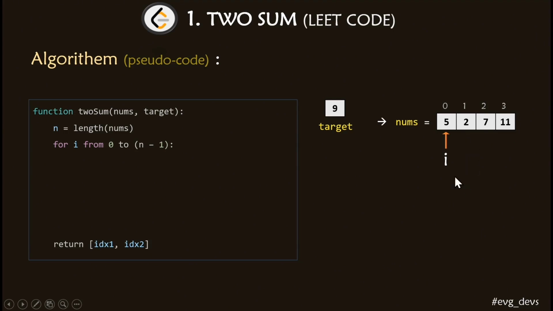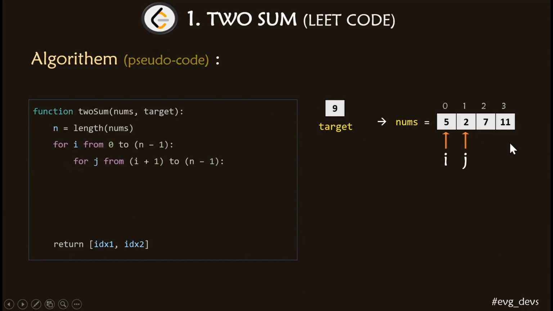That is, we can take j. This j starts after i. That means i plus 1, and ends at 3. Here we can write for j from i plus 1 to n minus 1. Why are we taking i plus 1 here? Why not 0? We will understand this when we trace this pseudocode. Now we have written code for traversing the array.